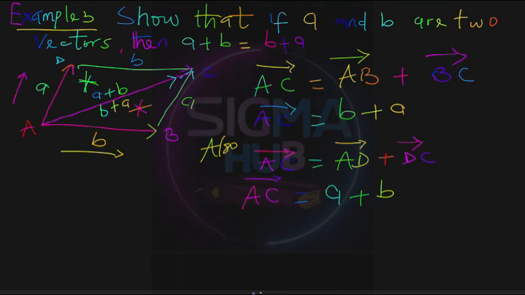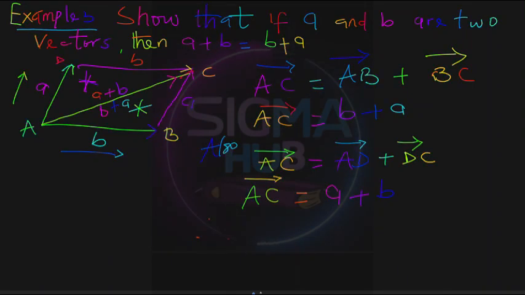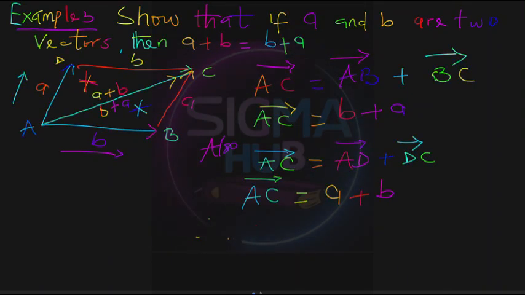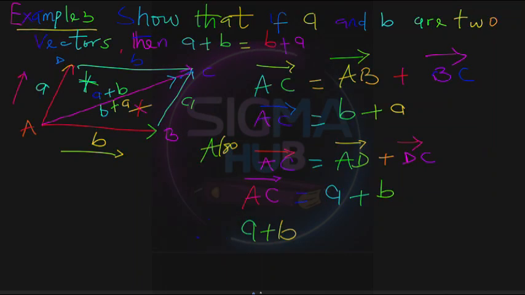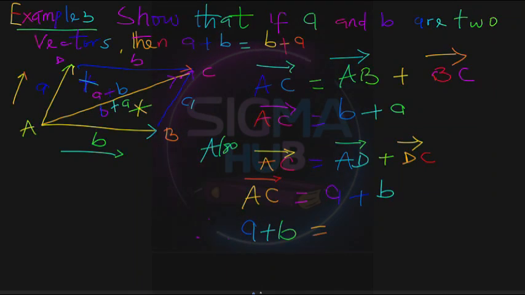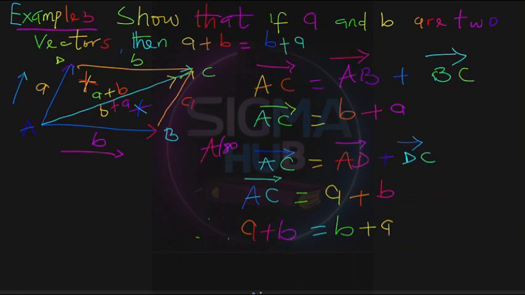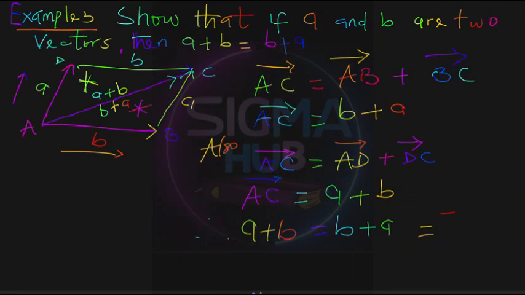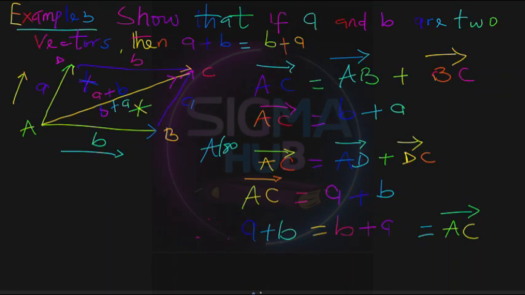And as you can see, both of them are AC. So therefore, I can say A plus B is equal to B plus A, and both of them are AC.